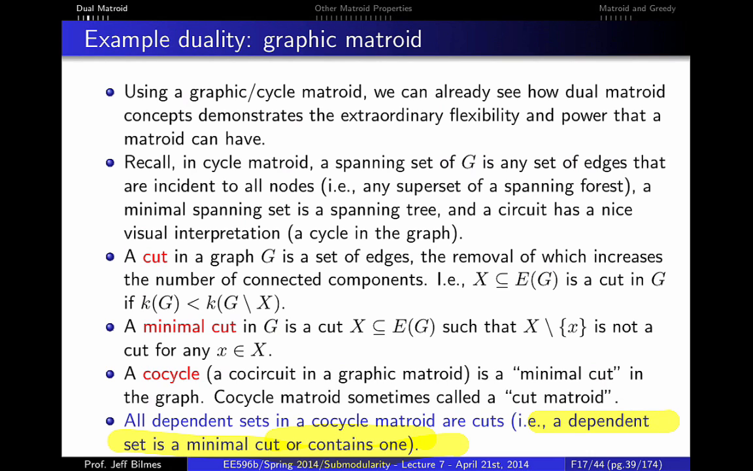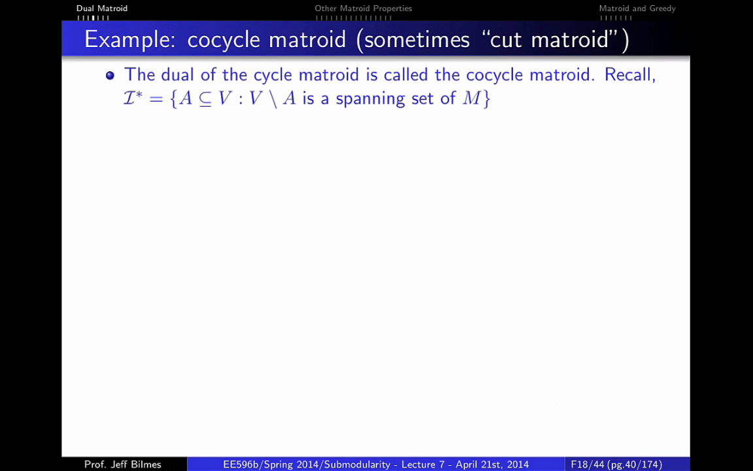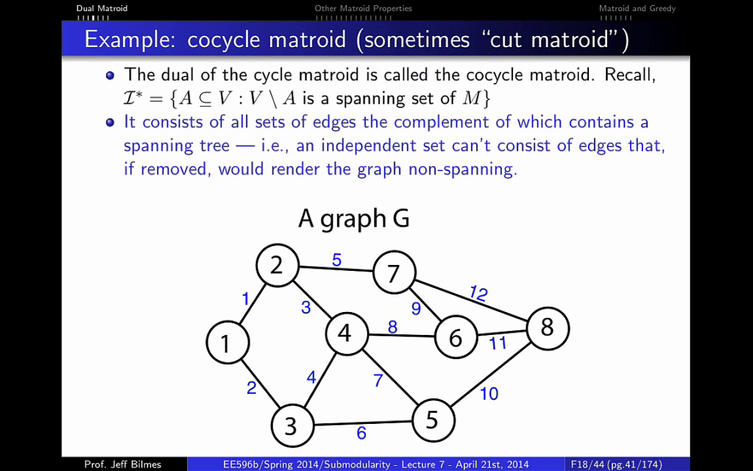So in other words, a dependent set in the dual graphic matroid is either a cut or contains a cut, or a non-minimal cut. So let's do an example to show you how crazy these things are. Here's the definition of the dual matroid, and here's a graph.